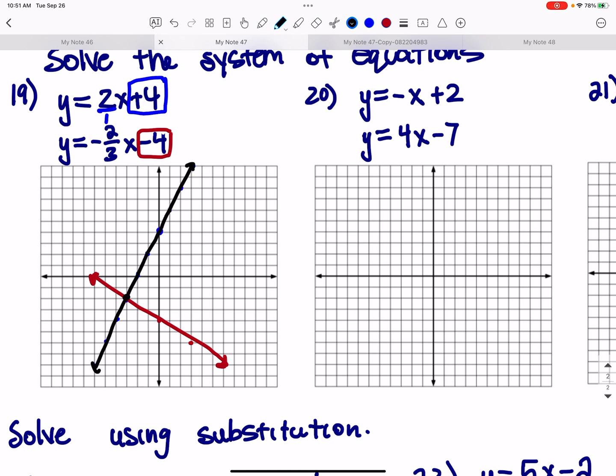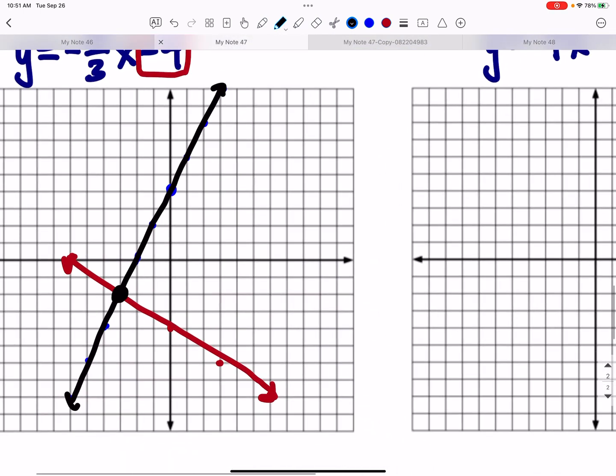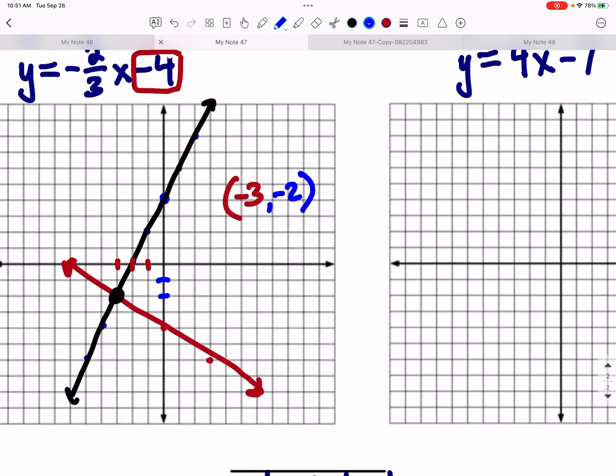Okay, so that's the spot right there where they both intersect. On the red line, we're at negative 1, negative 2, negative 3. On the blue line, we're at negative 1, negative 2. There's our answer. Negative 3, negative 2.